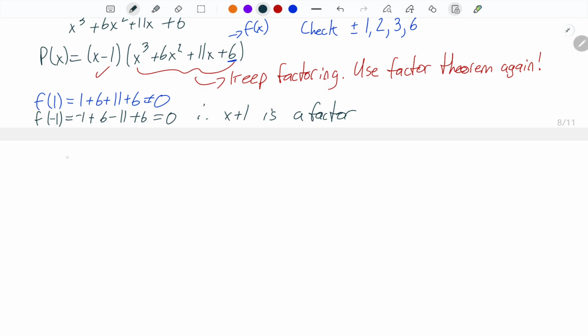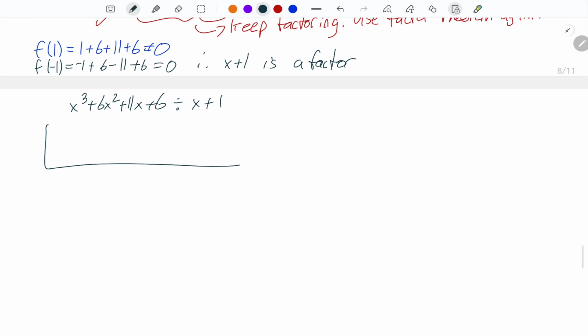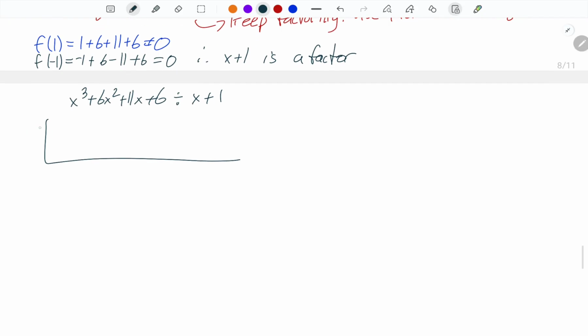But this time we're just dividing the x cubed part. So x cubed plus 6x squared plus 11x plus 6. Divide that by, well, what did we just find as the factor? x plus 1. I'll do synthetic division again. So we have the negative 1 on the outside. We have our coefficients 1, 6, 11, 6.